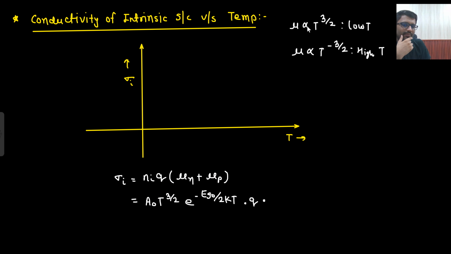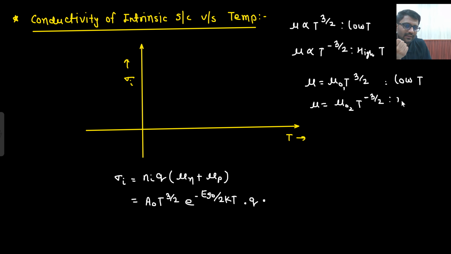So mu is proportional to T to the power 3 by 2. So can I write down mu is equal to mu naught T to the power 3 by 2? Here mu naught 1 I am writing, here mu naught 2 I am writing, because I need to remove this proportionality sign. If I remove this proportionality sign, some constant will come. So this is low temperature and this is high temperature.